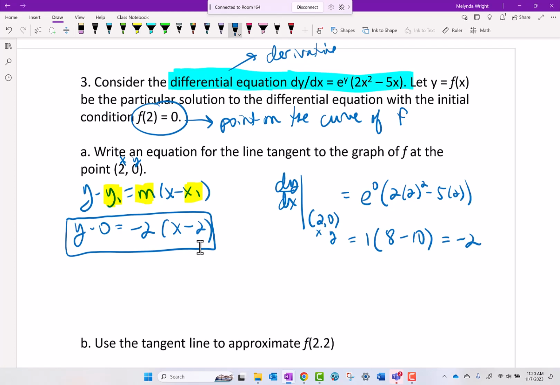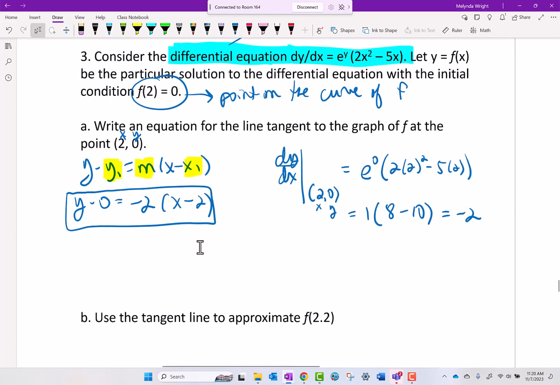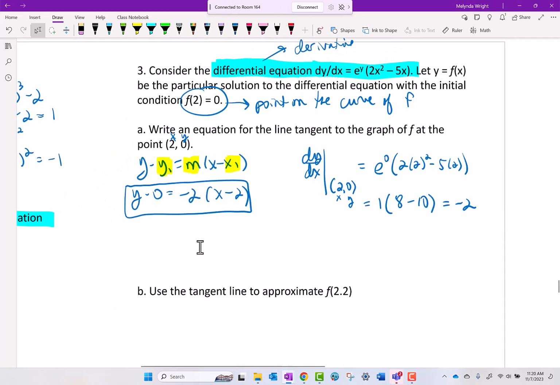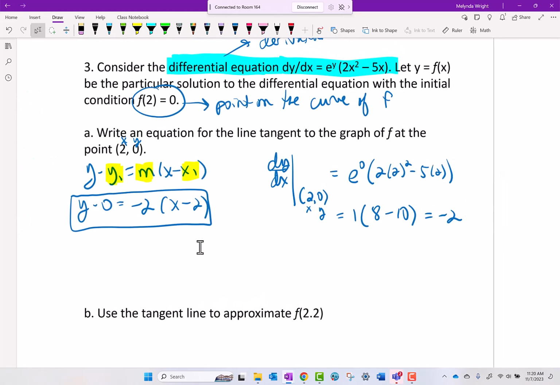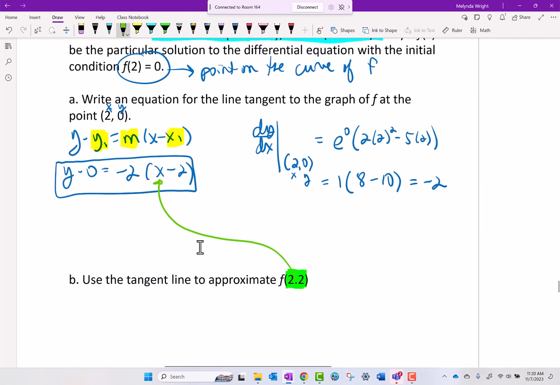Okay, then the second part is use the tangent line to approximate f of 2.2. So what are they asking us to do? They're asking us to take 2.2 and put it right here. That's what they want us to do. We're using the tangent line to approximate that function value, that y value. Okay? So let's do that.